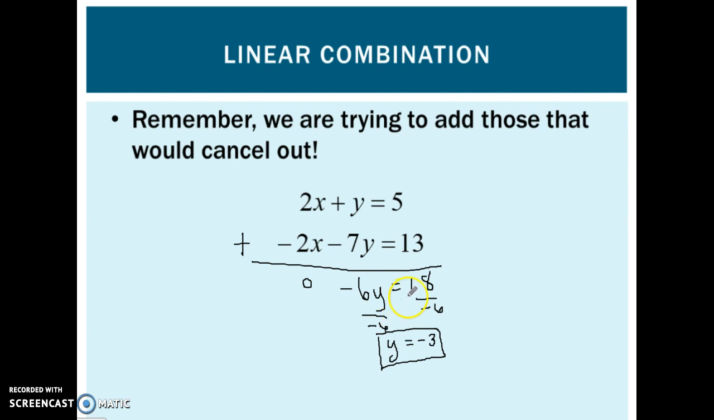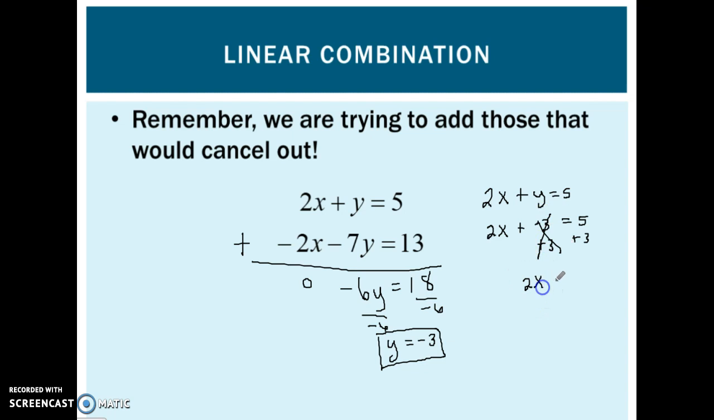So now we have to finish solving to find what x is equal to. So we can take one of our original equations and replace y with negative 3. So the equation 2x plus y equals 5. If I substitute in negative 3 for y, I would have 2x plus a negative 3 equals 5. And then the inverse operation of subtracting 3 would be to add 3. It's the opposite. It'll cancel it out to equal 0.